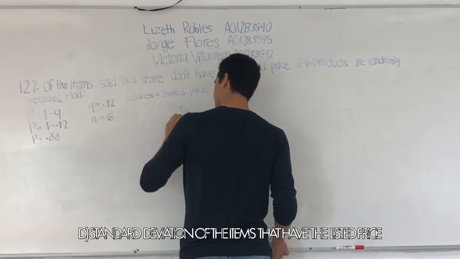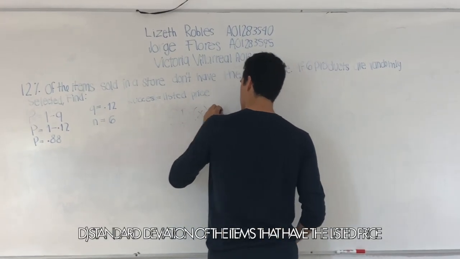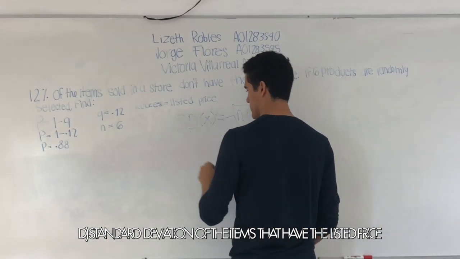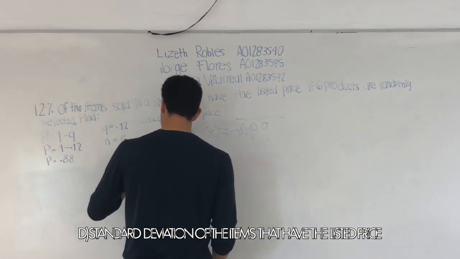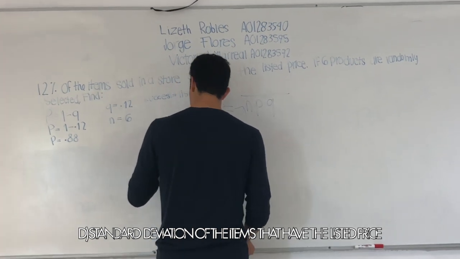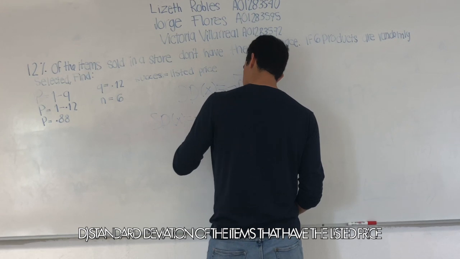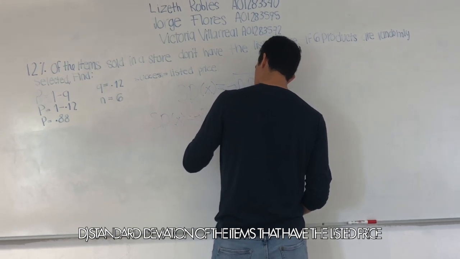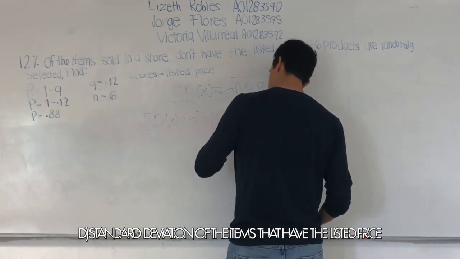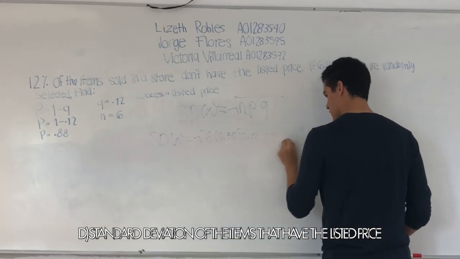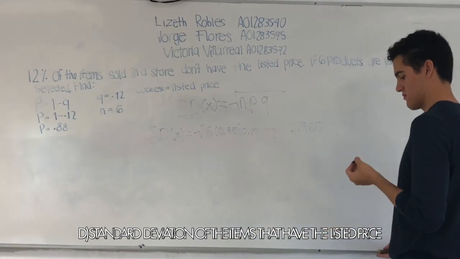The last problem asks to find the standard deviation of the values with the listed price. So we need to use the formula standard deviation equals square root of n times p times q. We substitute values again, obtaining the square root of 6 times 0.88 times 0.12. And finally, we get the result of 0.7960.